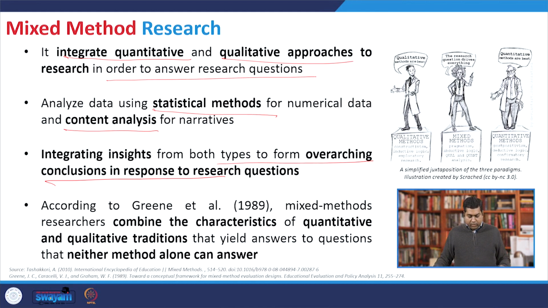According to Greene et al., 1989, mixed method researchers combine the characteristics of quantitative and qualitative traditions that yield answers to the questions that neither method alone can answer. So this is very important, the last line, that neither method alone can answer. Because if you only go ahead with the qualitative aspect, you go for some content analysis, you go for some narratives, but some sort of empirical evidence is missing. So it is not very convincing, you cannot make a proper conclusion.